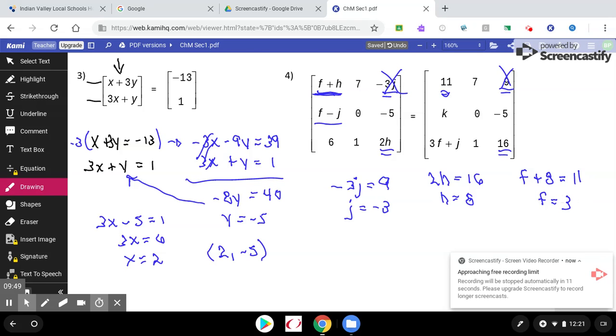So it's just a matter of you setting all the other ones equal to one another. I would have to set this guy equal to this guy, plug some numbers in, solve it. I would have to set the 6 equal to that guy, plug some numbers in, and solve it.